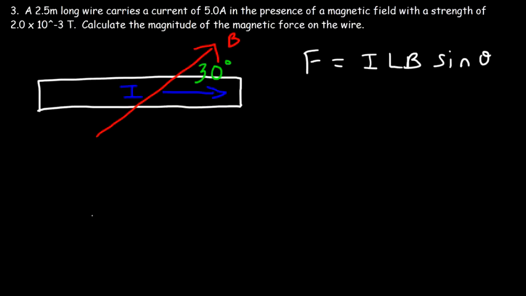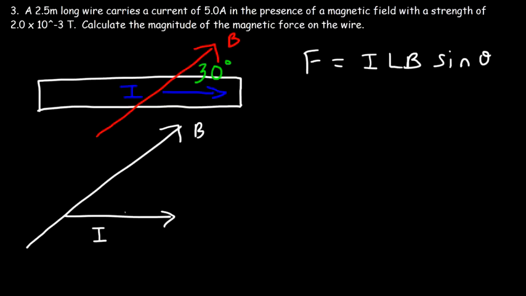Now let's talk about the angle. So the current is directed east, and the magnetic field is directed 30 degrees relative to the horizontal. So theta is always going to be the angle between the magnetic field and the current. So you can also use this angle as well, because that angle is between B and I.